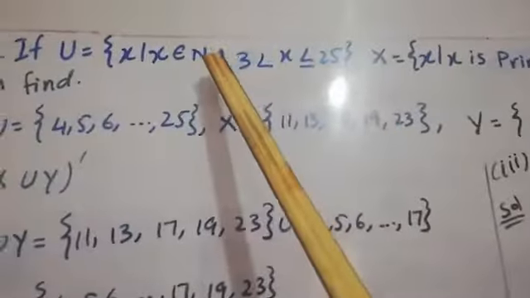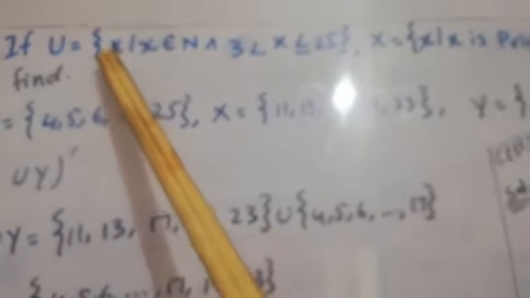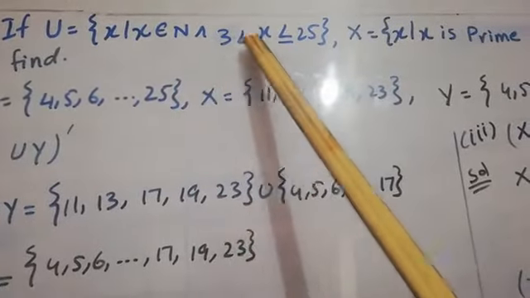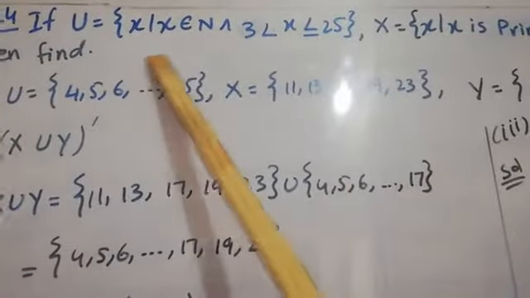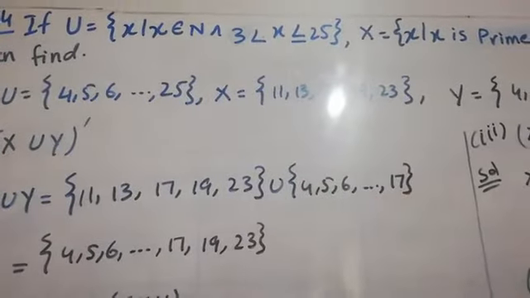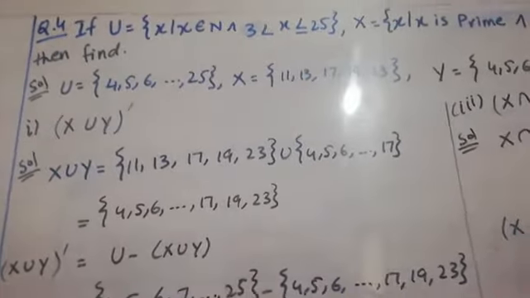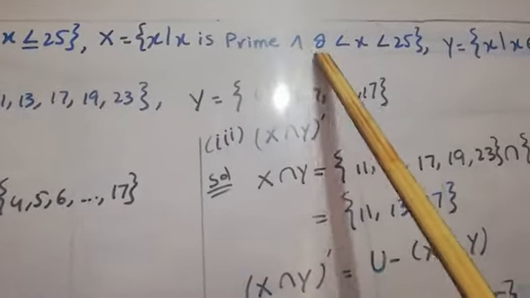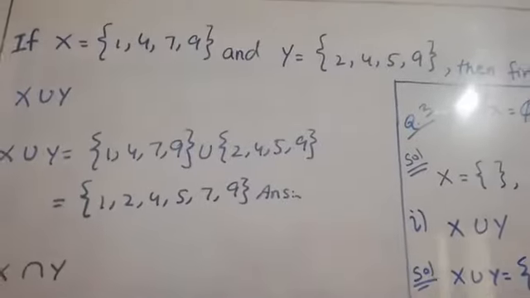And there is another method. This method we can read as x such that x belongs to natural numbers and x is greater than 3 and less than or equal to 25. This method is known as the set builder notation or set builder form. And there is another method. For example, the set is written as x is a prime number. If the set is written in the descriptive form, then this is known as the descriptive method.